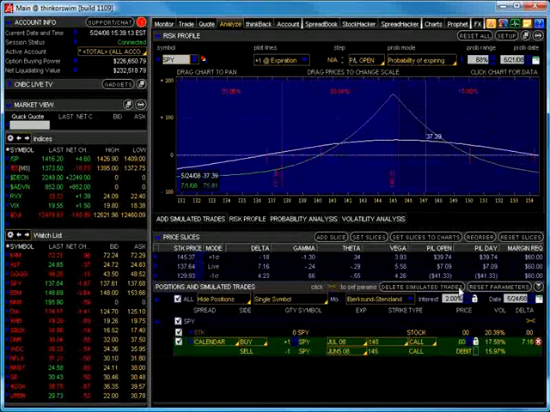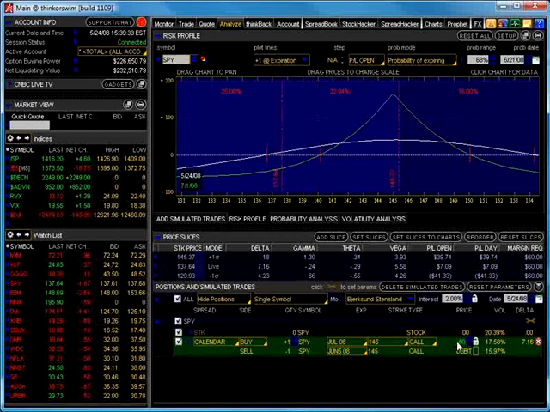Now we're only paying 60 cents for that calendar spread. If it were to rise to 145, we would achieve our maximum profit by expiration. The most we could lose is 60 cents.